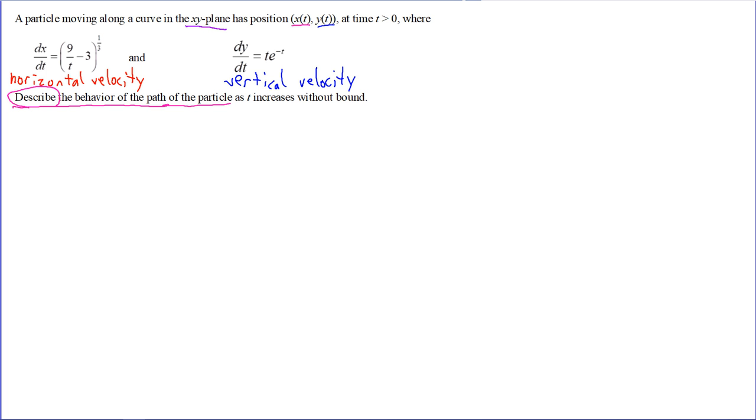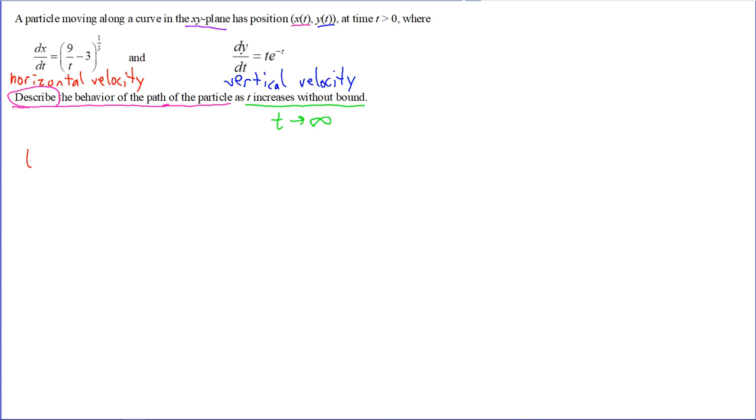as t increases without bound. So t increases without bound is going to say as t is approaching infinity. Without bound, no boundary, right? It increases, it's going to positive infinity, and with no boundary, it just keeps on going forever. So let's take a look at these one at a time.